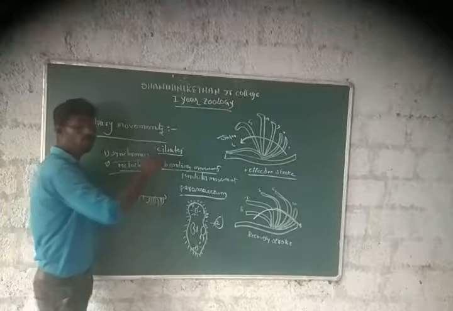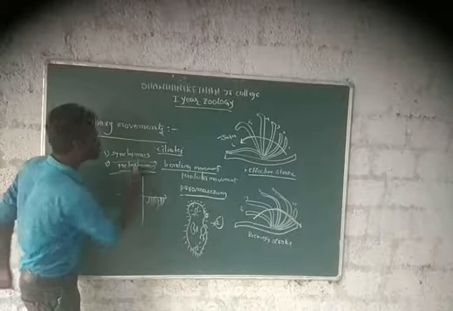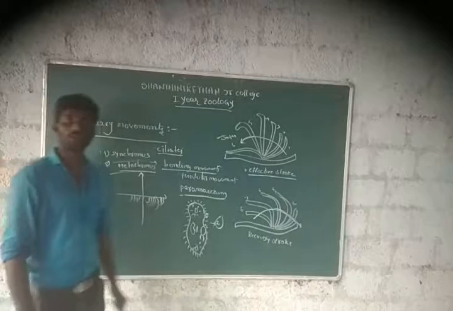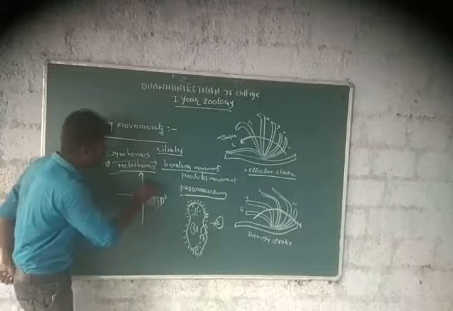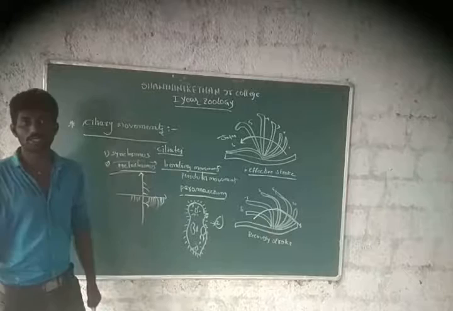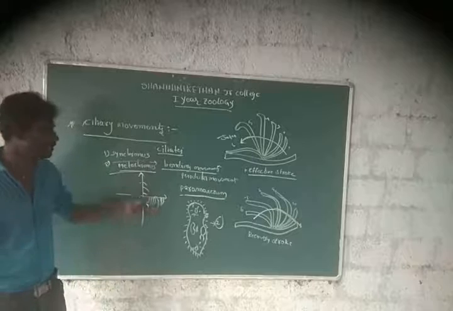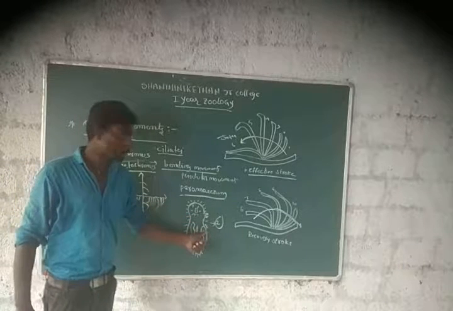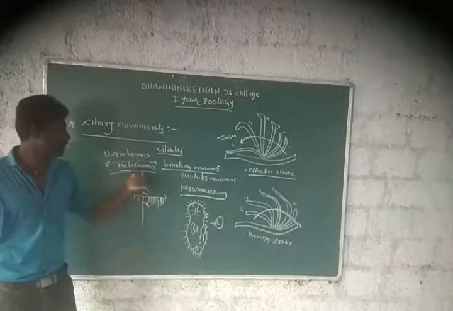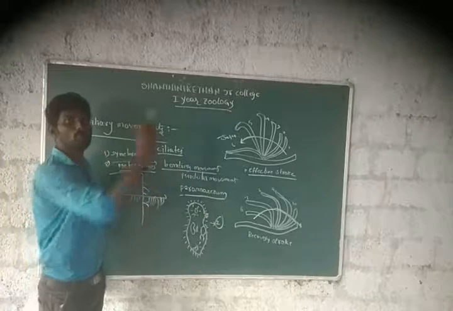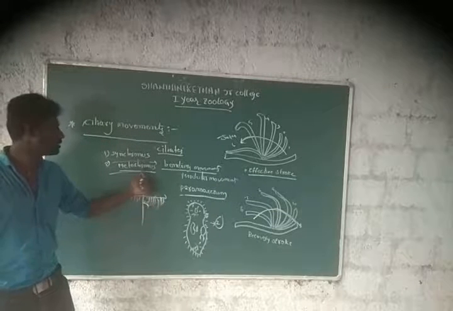Now, what is the meaning of metachronous movement? Metachronous movement means the cilia of Paramecium move in the longitudinal direction. At that time, the cilia beat one after the other. This type of movement is known as metachronous movement. So when the cilia beat simultaneously in one direction, it is synchronous. When the cilia beat one after another in the longitudinal direction, it is metachronous.